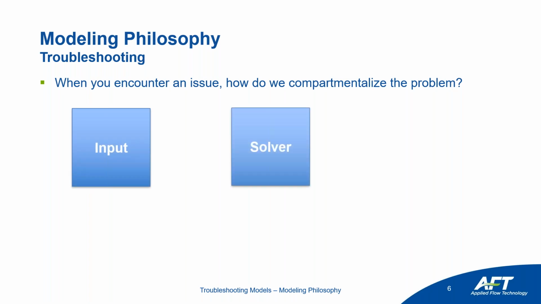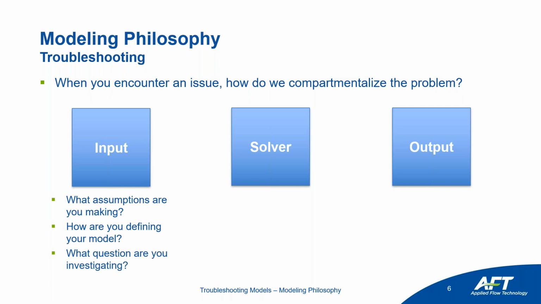And we can do that again by thinking in terms of input, solver, and output. So from the input perspective, again, this will be the second chapter where we look all about input. What assumptions are you making? How are you defining your model? And what question are you investigating?